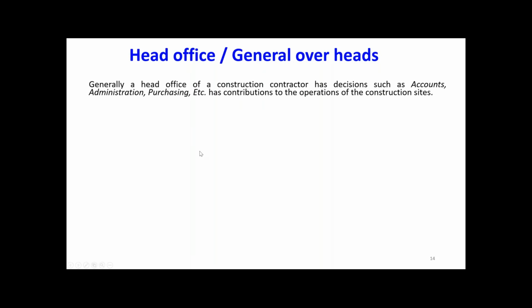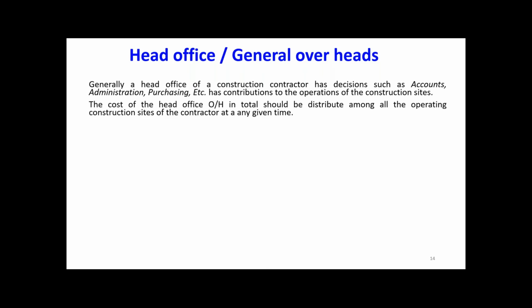Okay. So head office mean now in order to run the site, we have to have head office. They are in the head office. There will be like an accounts department, procurement department, right? QS department, even the design department, everything will be there. So they are indirectly contributing to the operation of the site office.